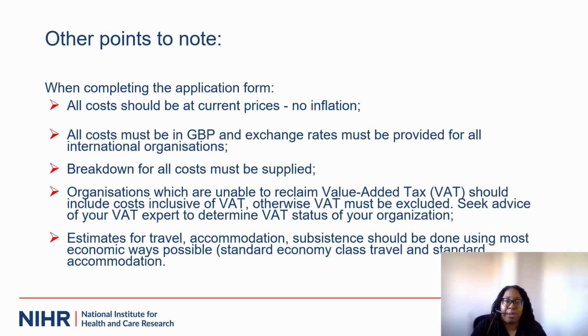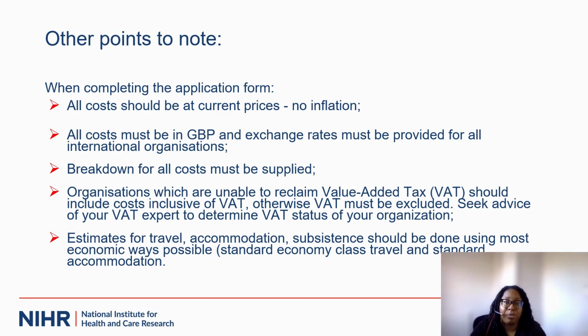Other points to note, when you're completing the application form, all costs should be at current prices, no inflation. All costs must be in pound sterling, and the exchange rates must be provided for all those calculations for your international costs or international organisations. The breakdown for all costs must be supplied. So where there are currency conversions, we would expect you to put the local cost, the regional cost, and then the currency, the exchange rate and the currency calculation.